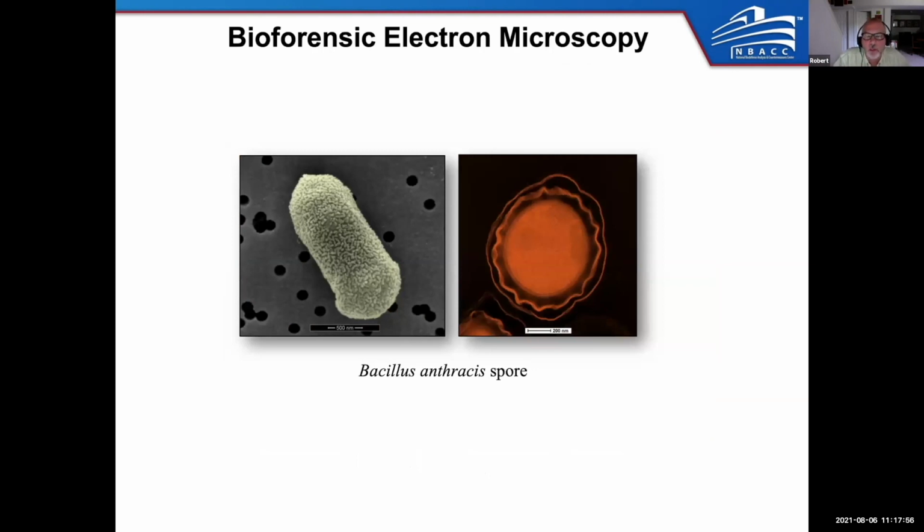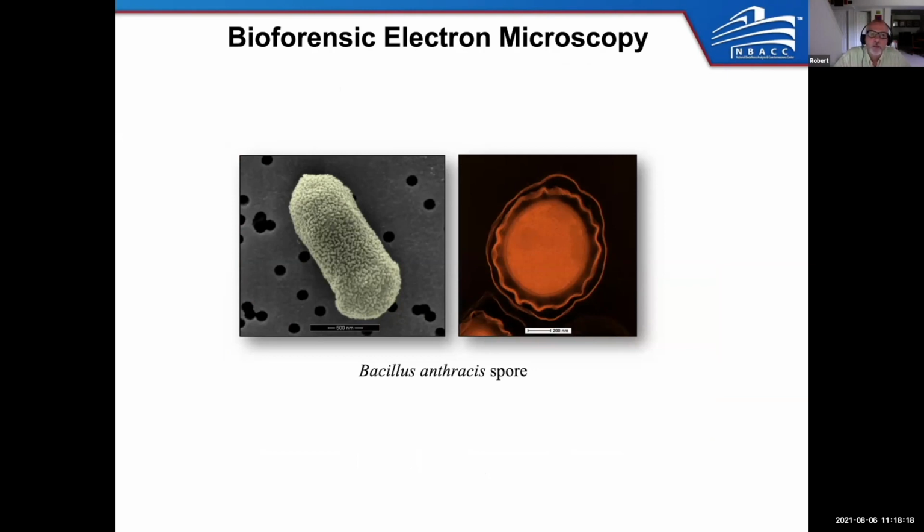Okay, bioforensic electron microscopy. We've looked at lots and lots of things like this. This is actually an anthrax spore. This is a scanning electron microscopy image, and this is a transmission electron microscopy image, and then they're pseudo-colored in Photoshop. So if you don't like the colors, you can blame me, because I make lots and lots of Photoshop images of pretty microscopy images.